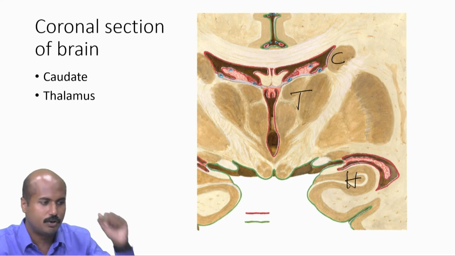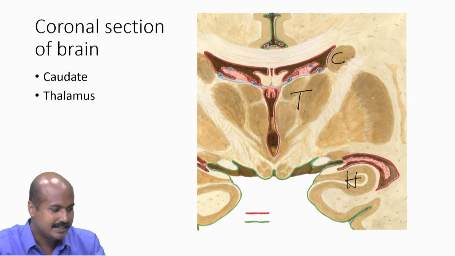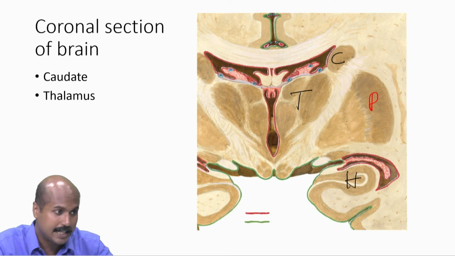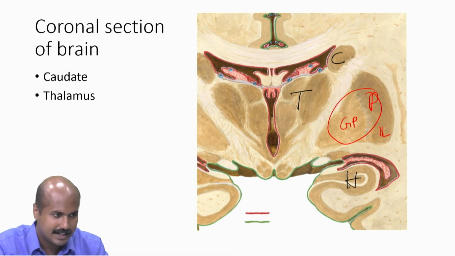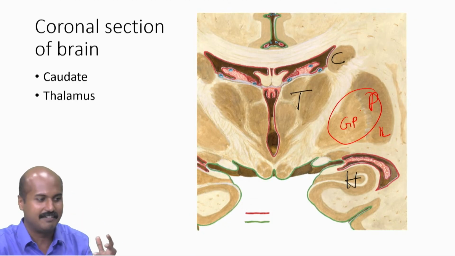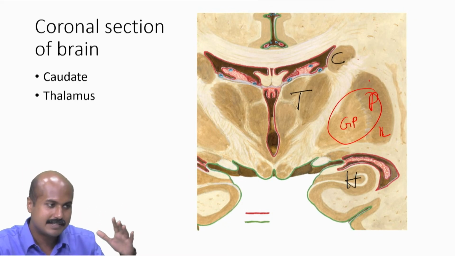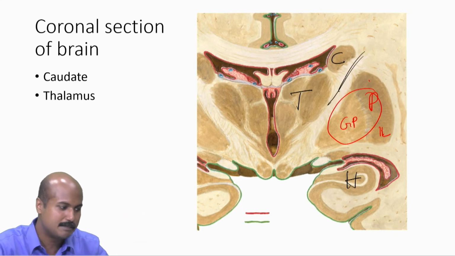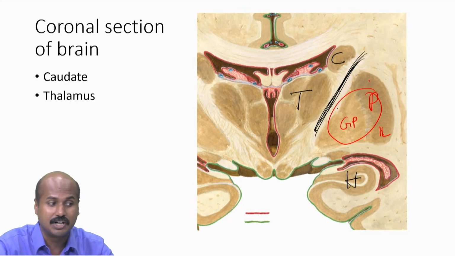You should also note this structure, okay, because this is a very, very important region. This structure is the putamen. Okay, this is the putamen, and this is called the globus pallidus. Together it is called lentiform nucleus. You should notice that the lentiform nucleus is not related to the lateral ventricle. The putamen is separated from the caudate nucleus by this fiber tract. This fiber tract is called the internal capsule.